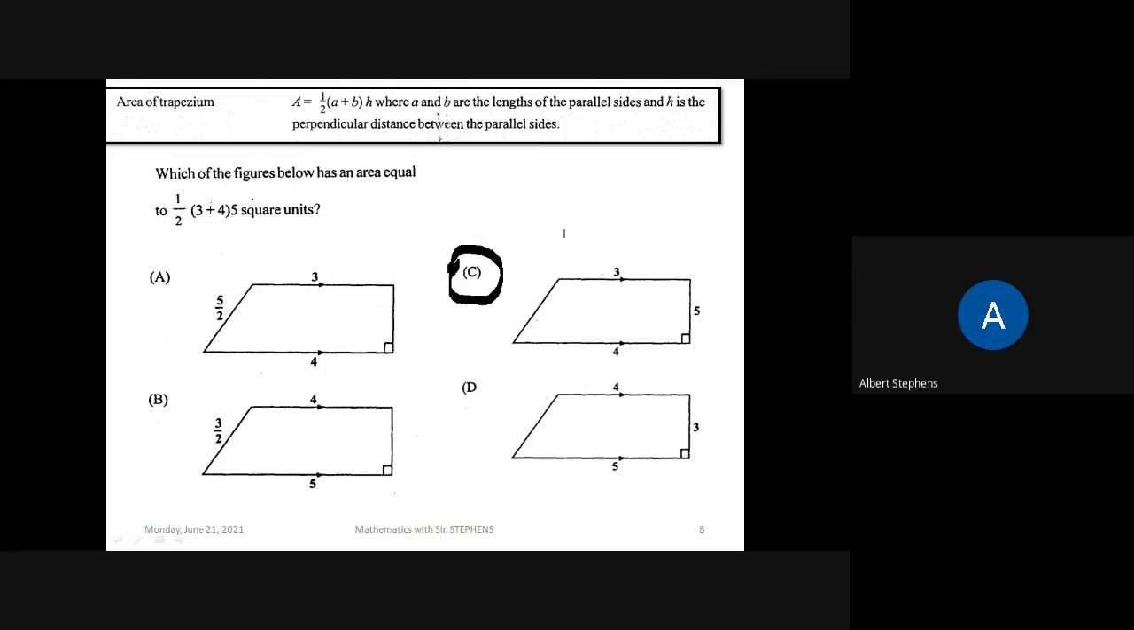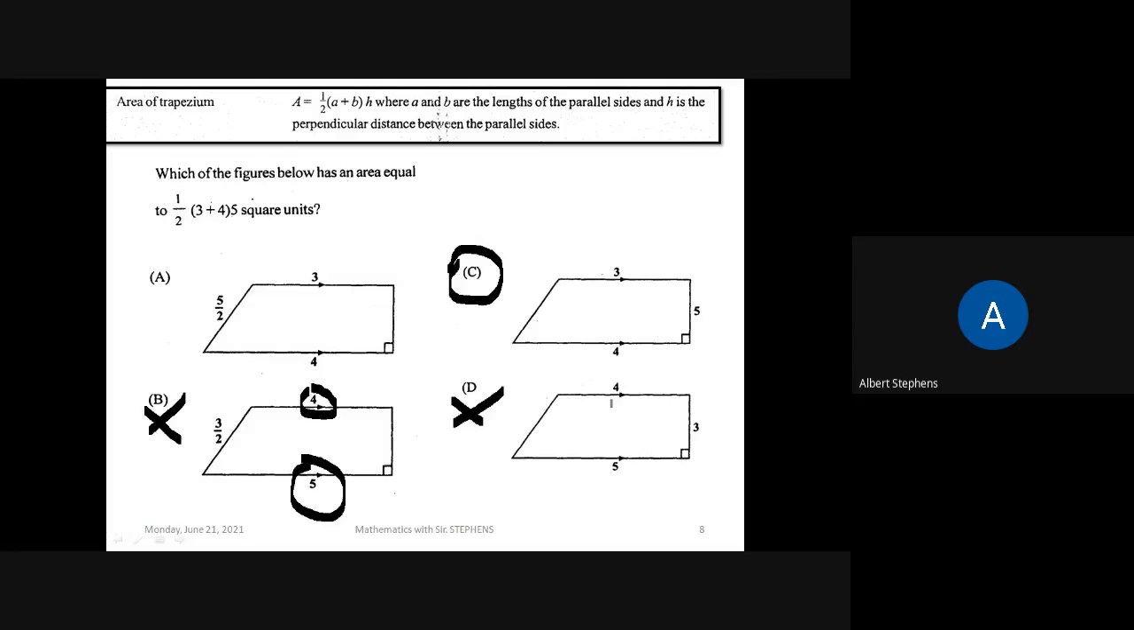Correct. Look, the formula says half A plus B, and A and B are the parallel sides. It couldn't be B because they have 4 and 5, but you have 3 and 4. So it must be 3 and 4 for the sides. So B will be totally out and D will be totally out because they have 2 different values for the parallel sides.